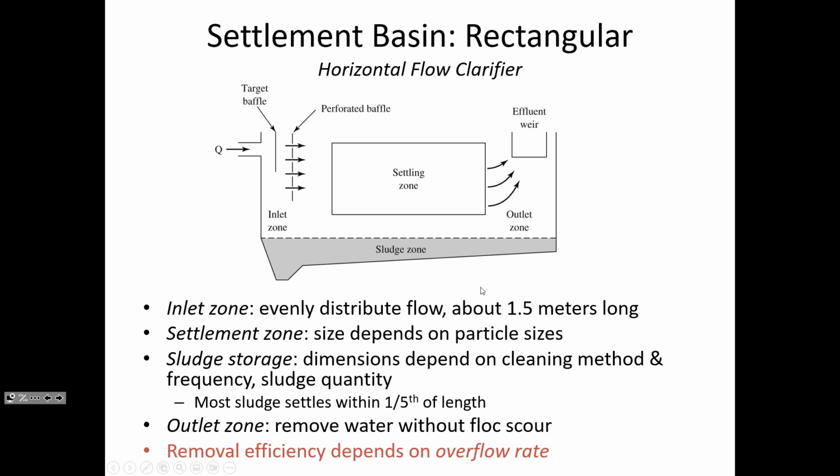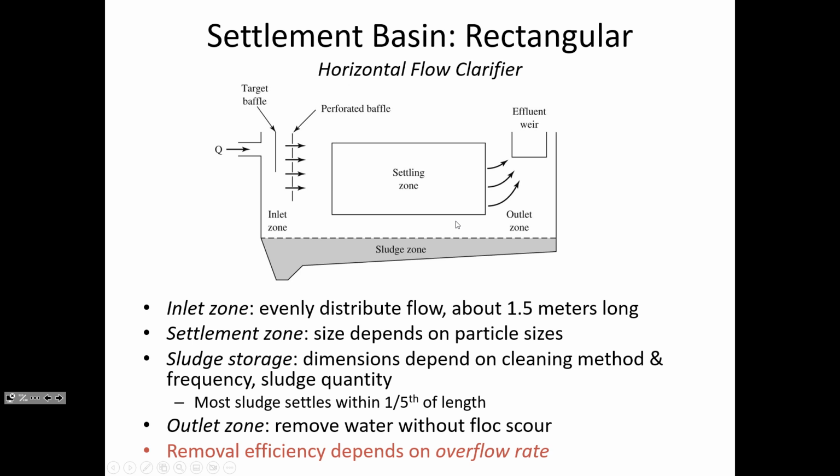Typically the inlet zone is about 1.5 meters before the settling zone takes into effect, and how big the settling zone needs to be depends on what kinds of particles you expect to be forming with your range of water characteristics and the coagulants and flocculation that you're going to be doing before this. The sludge volume, the volume of the sludge zone, it's usually about in the first 1/5 of the clarifier that most of the volume settles.